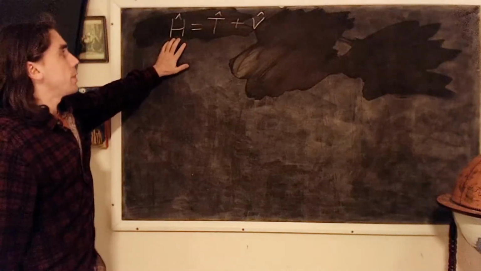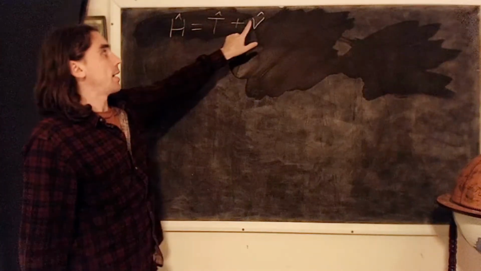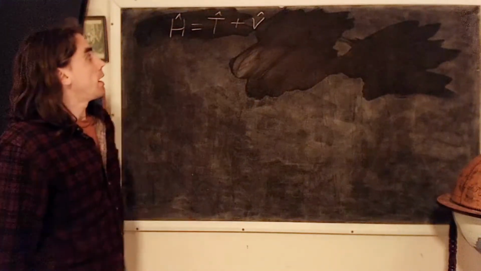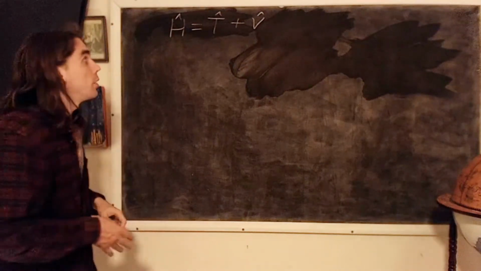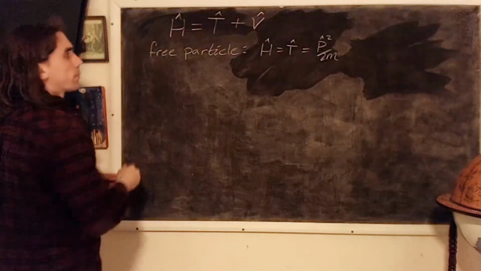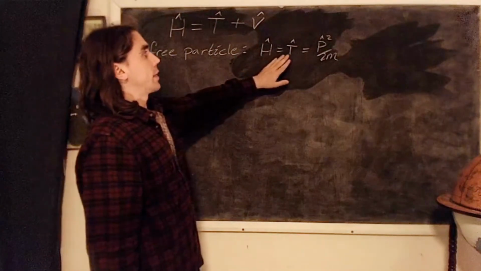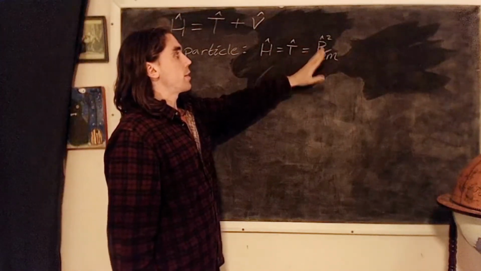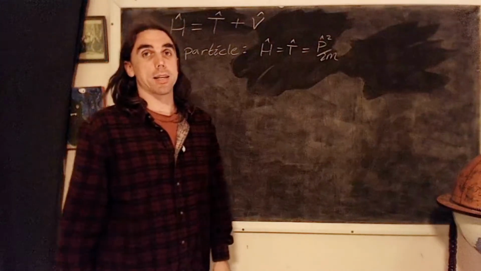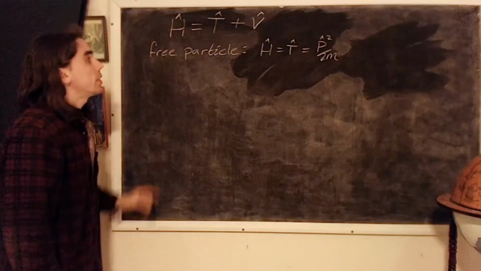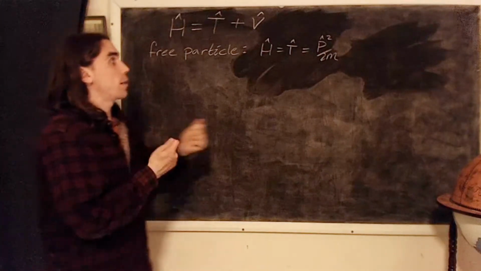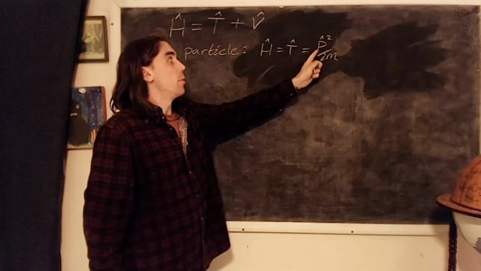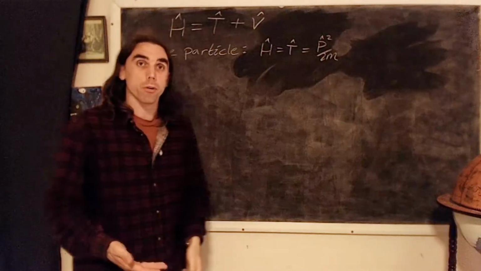So our Hamiltonian in general is written as a sum of kinetic and potential parts. For the case of a free particle, by definition, the potential part is equal to 0. And in that case, H is the kinetic energy operator, which is just p squared over 2m, where p is the momentum operator. And so in this case, the momentum commutes with the Hamiltonian, because p always commutes with any power of p.